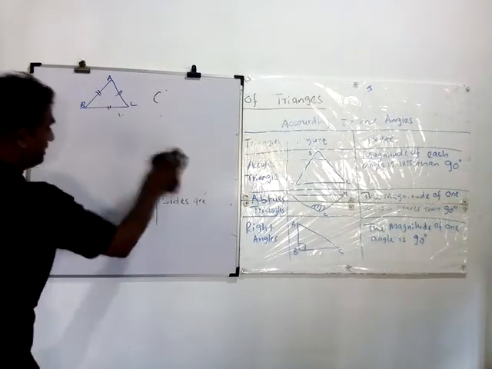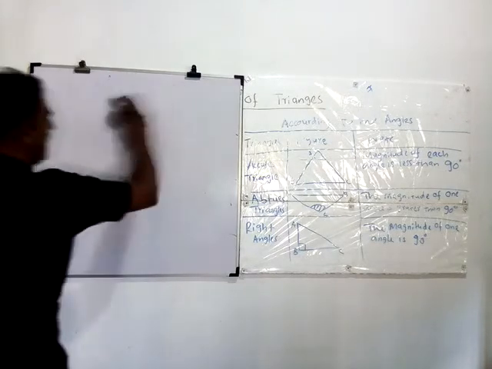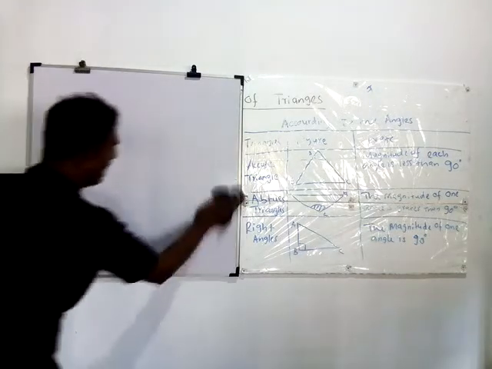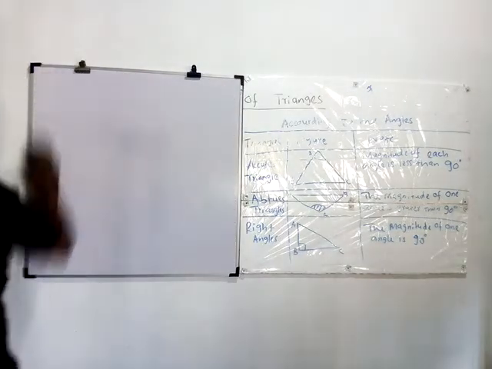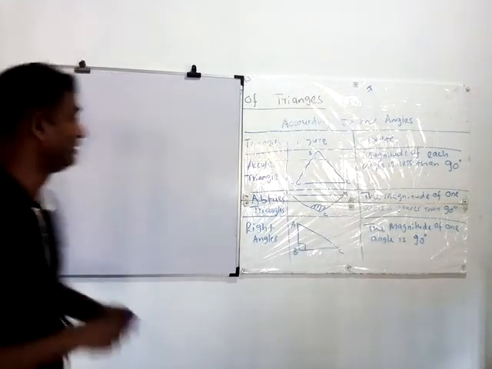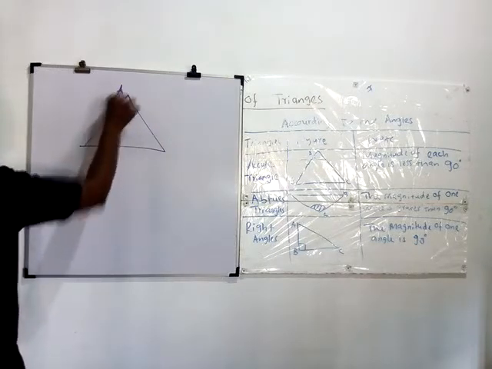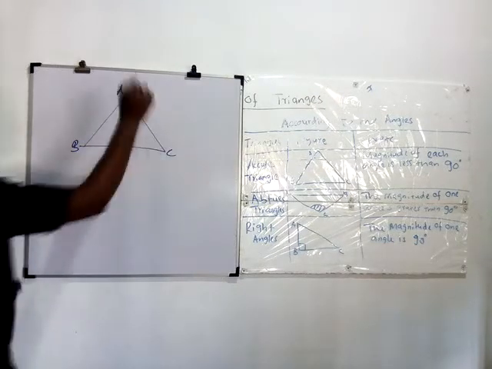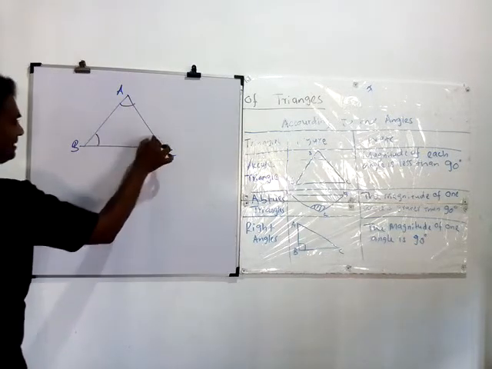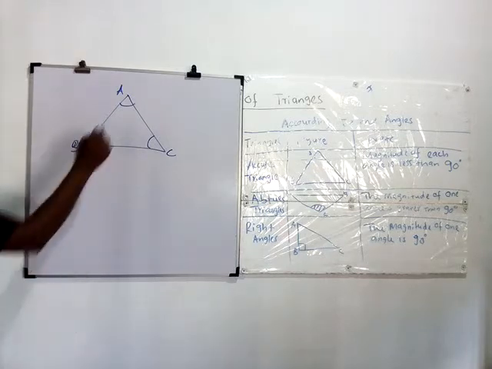Internal angles of the triangles. That means there are 3 angles now. The sum of the 3 interior angles of a triangle is 180 degrees. This is the triangle, I name it A, B, C. What are the interior angles? Those are the interior angles, the angles inside.